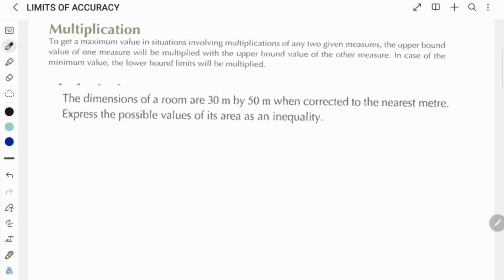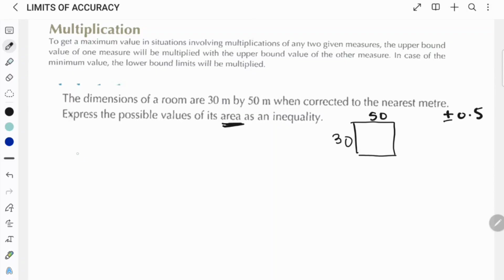The dimensions of the room are 50 meters by 30 meters, corrected to the nearest meter. Again, nearest meter means plus or minus 0.5 to get the upper and lower bounds. Calculate the possible values of the area. Area means length times width, so for that you will have to find the upper and lower bounds.